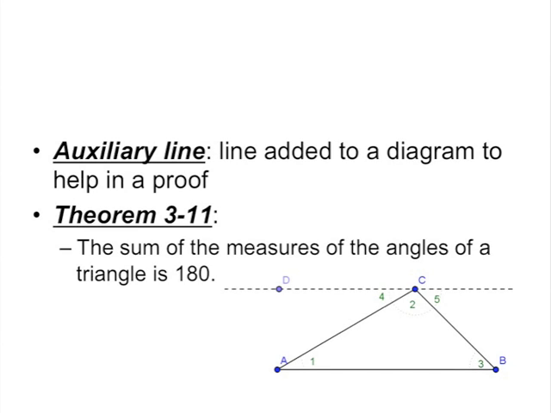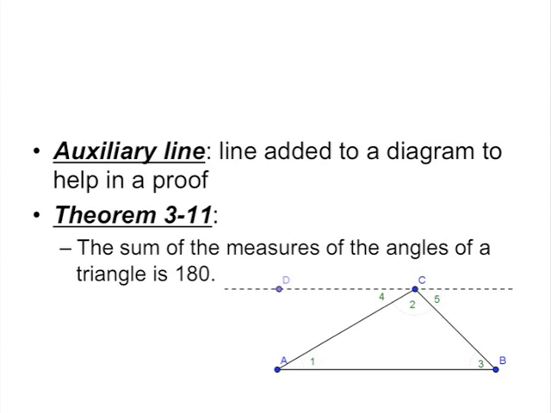And then we have this term that's called an auxiliary line, and that is a line that we can add into a diagram that helps us in the proof. The word auxiliary actually means helper. So this is really a helper line. That's what the word auxiliary means.